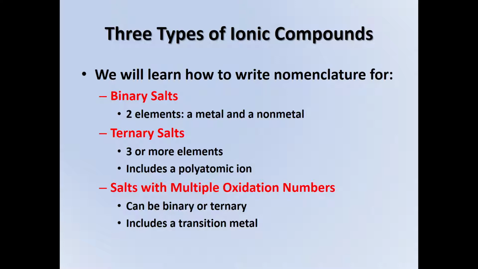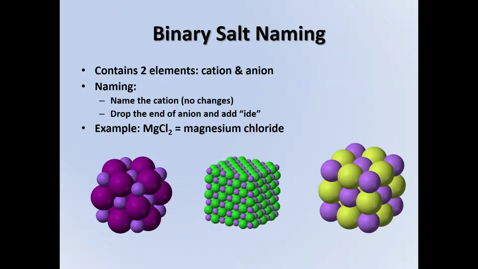Each ion in a binary salt only contains 1 element. Some ions can have more than 1 atom in them. These are known as polyatomic, more than one atom. And then there are salts with multiple oxidation numbers. This can be binary or ternary. This is the case when we get the exceptions of the transition metals. Usually the transition metals can have more than one oxidation number, meaning they can get more than one type of charge.